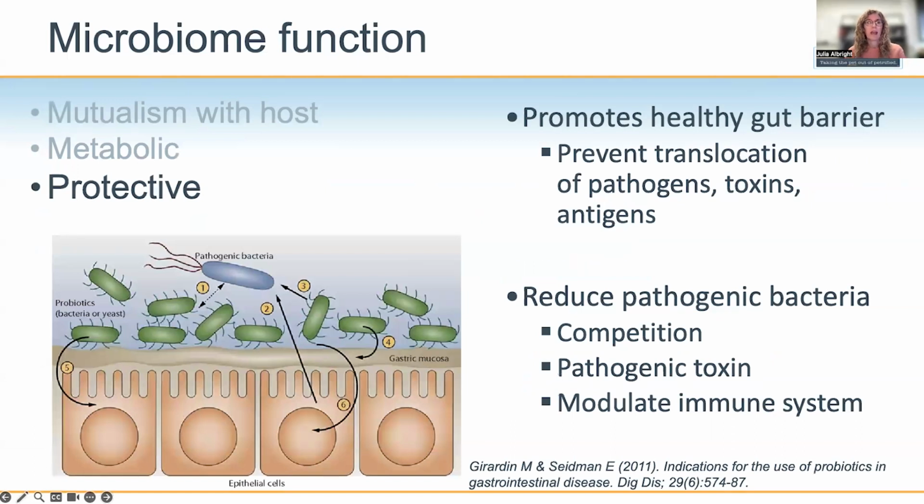So how is the microbiome protective? It promotes a healthy gut barrier. The beneficial bacteria that create certain beneficial metabolites can prevent leaky gut, so prevent the translocation of pathogens and toxins and antigens from the gut lumen into the systemic circulation.